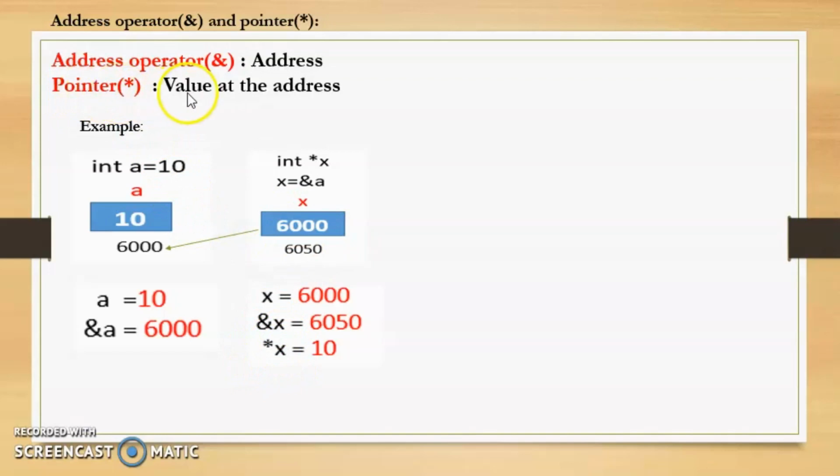Now if we print *x, we will get the value at the address. We know that the pointer gives us the value at a particular address. So if we print *x, we will get the value at this address, and the value at this address is 10. So the answer will be 10.